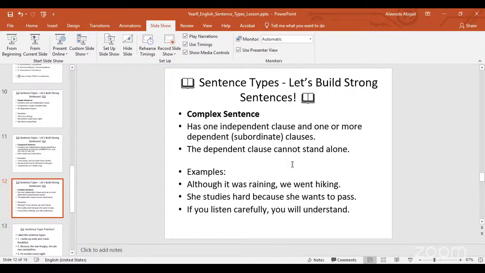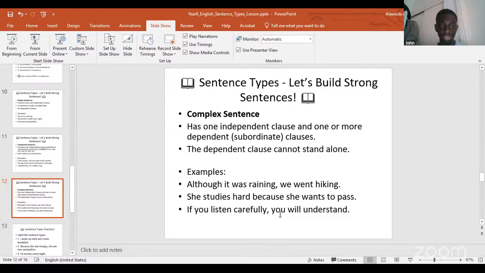Aha. So one thing that makes it dependent is that it always begins from the point of the conjunction. Because if you say "she wants to pass," somebody could say, okay, it can still stand on its own. But if you take the conjunction with it, that's when it stops making sense. So "because she wants to pass" is the dependent clause. Correct. So what's the conjunction there? Because. Fantastic.